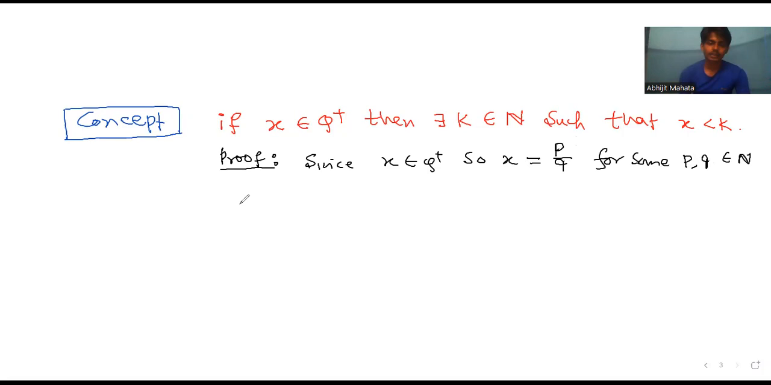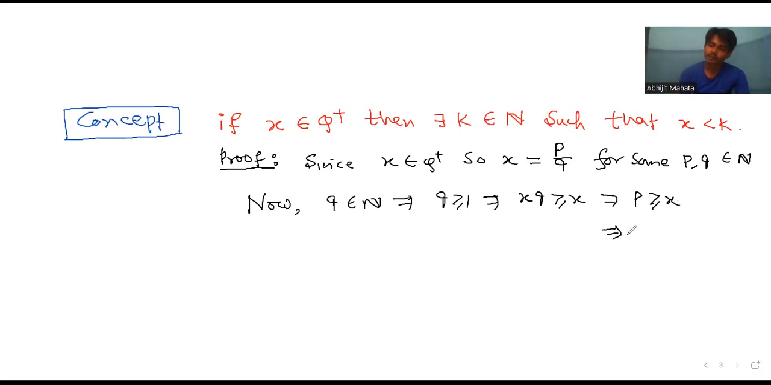Now q is a natural number, so this implies q is greater than or equal to 1. Then multiplying both sides by x, we get xq greater than or equal to x. Now xq means p, so p is greater than or equal to x. Then p plus 1 is strictly greater than p, and p is greater than or equal to x. So we are getting that p plus 1 is strictly greater than x.